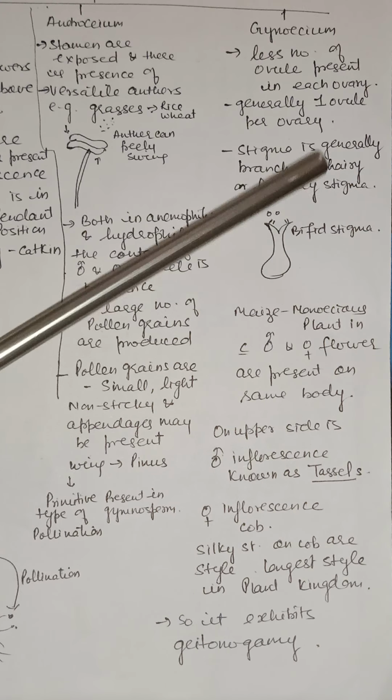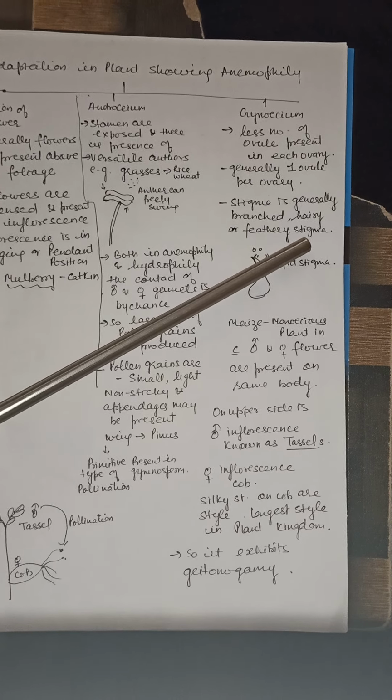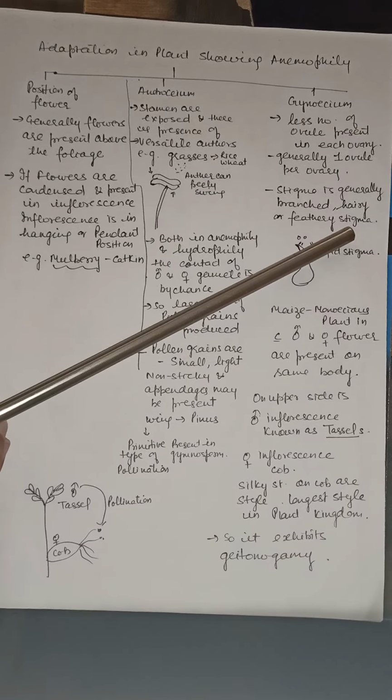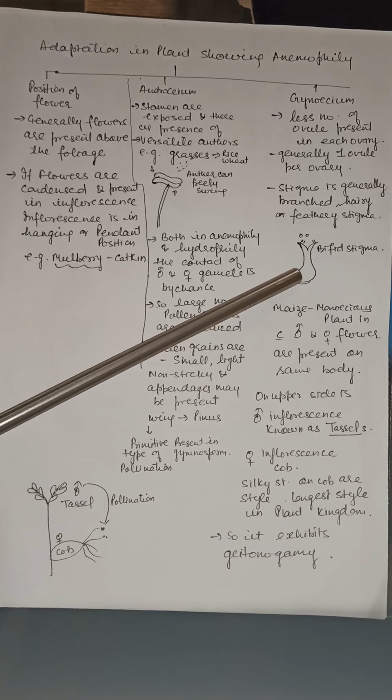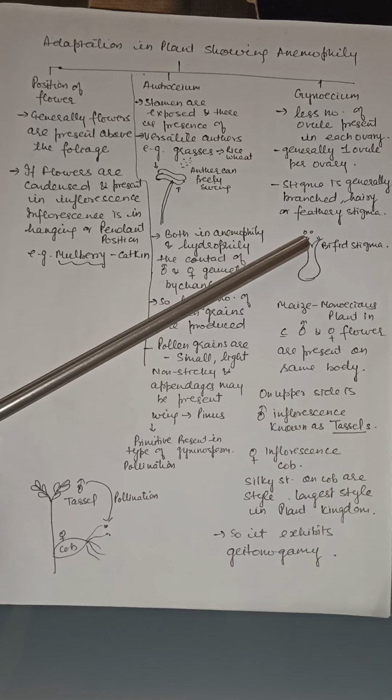Stigma is generally branched or feathery, to catch the pollen grains. See, in this diagram I have shown the stigma is branched, bifid, and it is feathery.